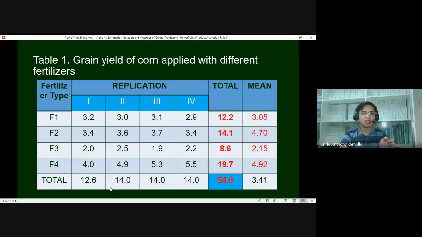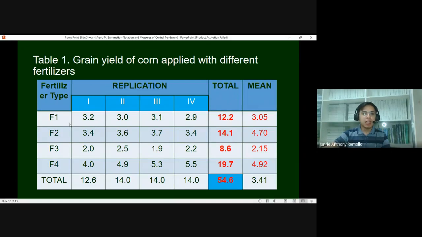So these are 4 different types of fertilizer. In an experiment, in order to minimize the errors, you need to replicate it. So in this table, there are 4 replications. Meaning, you are to replicate it 4 times. As you can see, for F1, each replication has a different value. So when you total all the values of fertilizer 1, it will result to 12.2. And the mean or the average is 3.05.